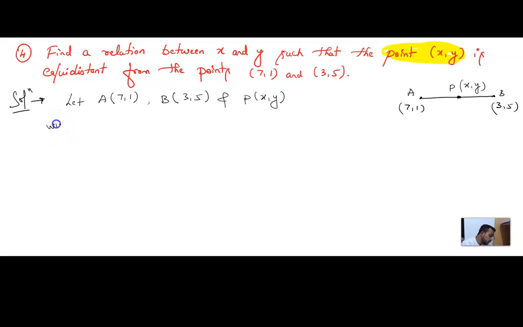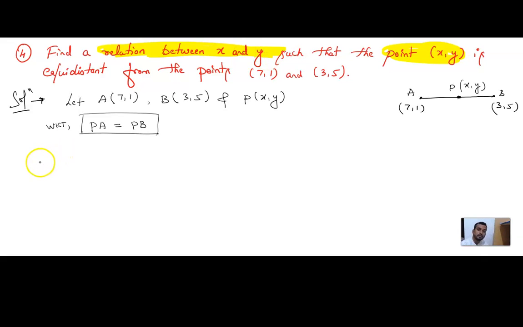So we know that the distance from P to A is equal to the distance from P to B. That is what is given in the problem. So we know that PA is equal to PB. From P to A, whatever distance we have, the same distance we have from P to B. That is PA equals PB, already given in the problem. By using this condition, we have to find the relation between x and y. This is the given question.